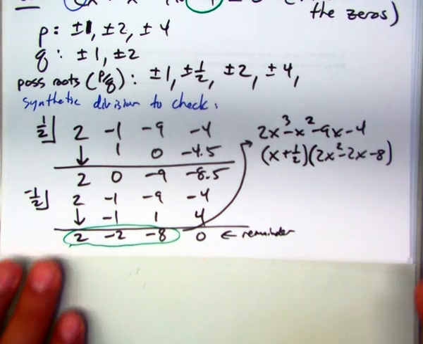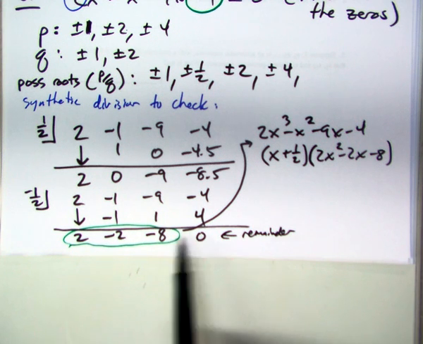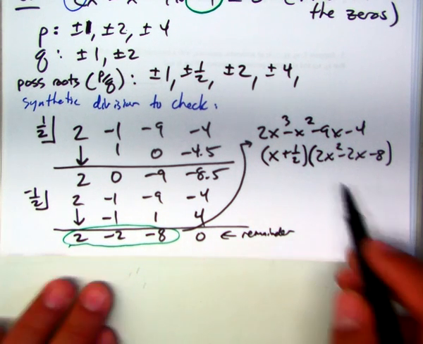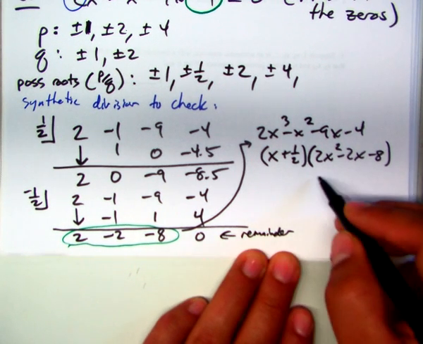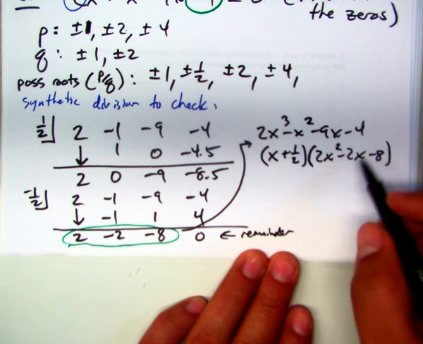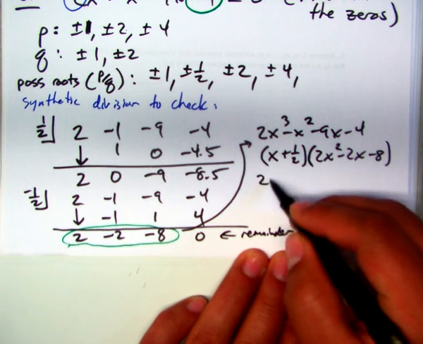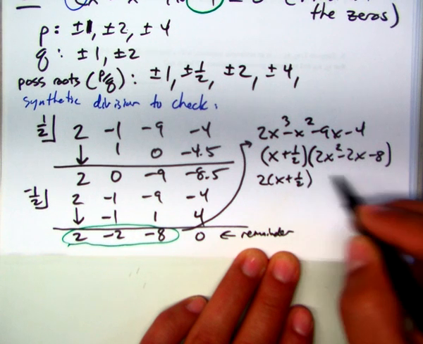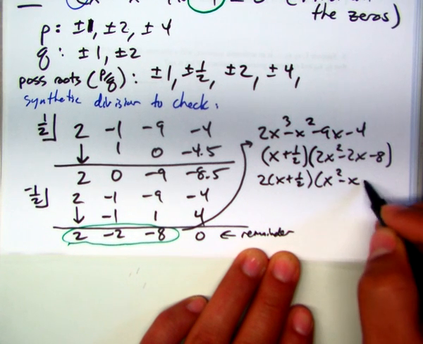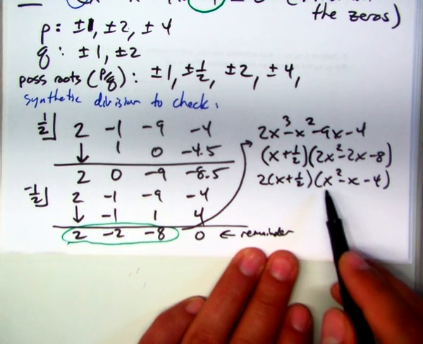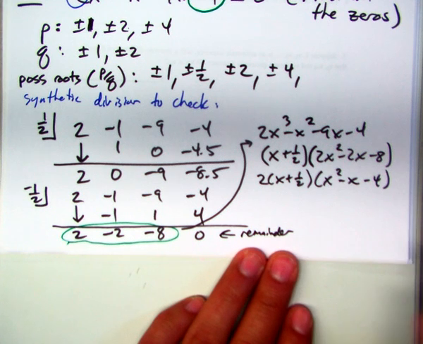Okay, so if you have to find all the roots, we already know that -1/2 is a root. So now what we can do is just factor this polynomial. Take out a 2. You get x squared minus x minus 4. Looks like this is not going to factor, so you're going to use the quadratic formula.